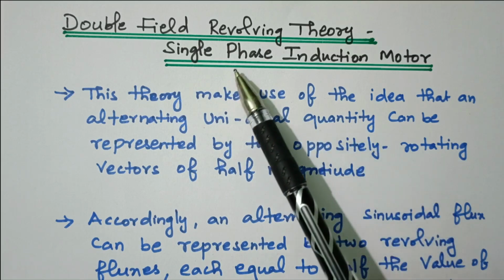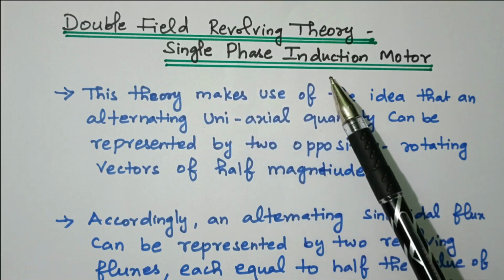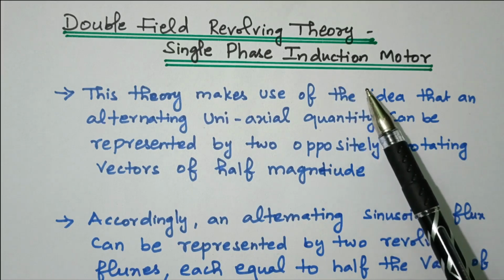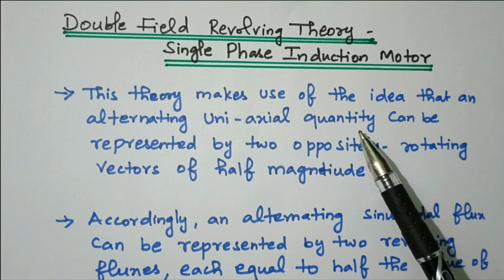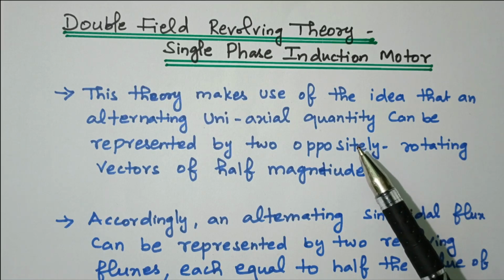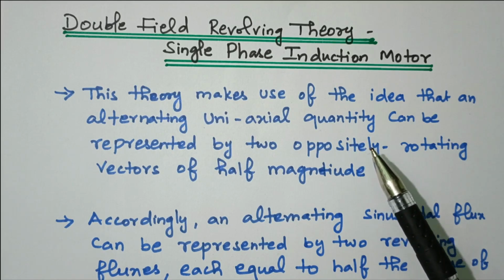Now we'll go to the topic double field revolving theory in single phase induction motor. As the name single phase induction motor, we are using single phase winding. While using single phase winding, the net flux produced is zero. So this theory explains how the net flux is zero in a single phase. Because in single phase, during the positive half cycle the flux is produced, and during the negative half cycle the flux produced is negative. So both get cancelled. The net flux is zero. Flux produced by the positive half cycle is cancelled by flux produced by the negative half cycle. So this theory explains how it is zero.